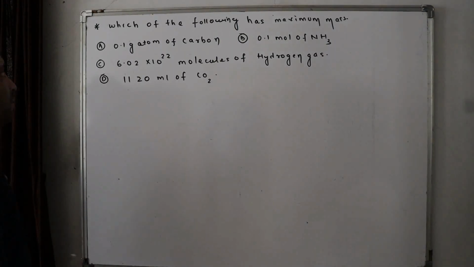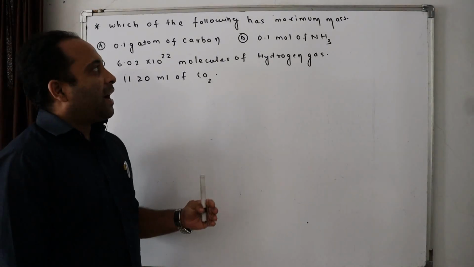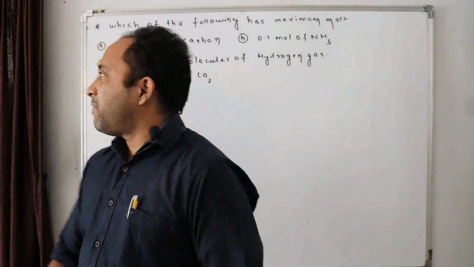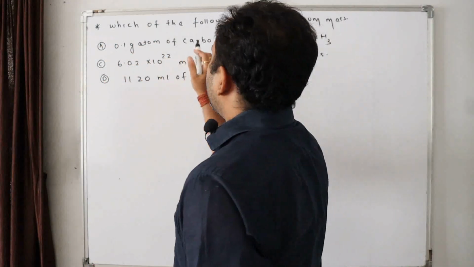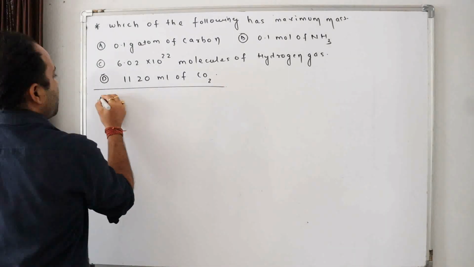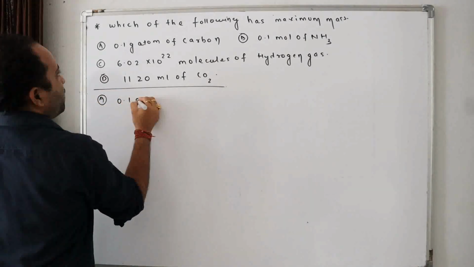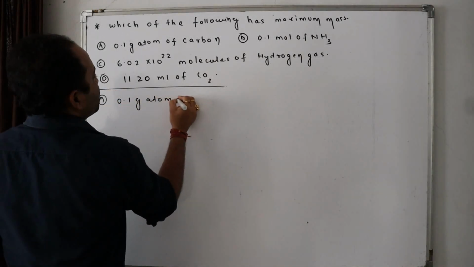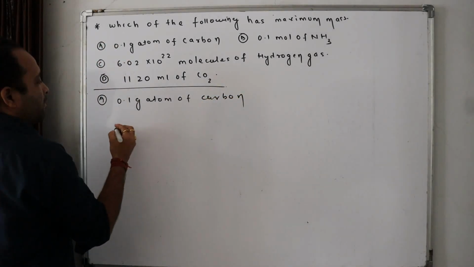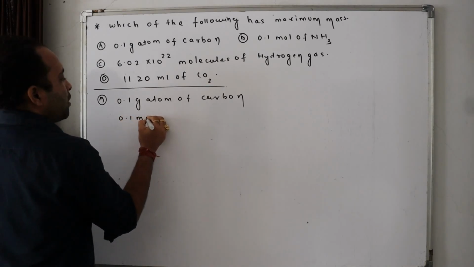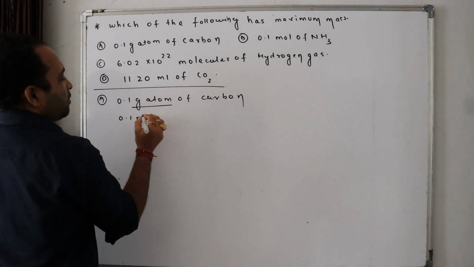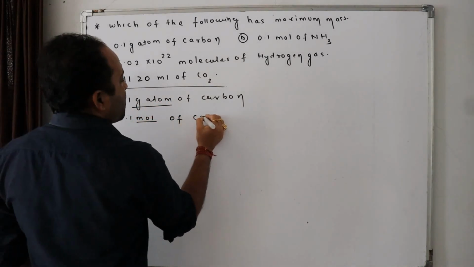Now here comes the next question. Which of the following has maximum mass? Okay. Let us analyze one by one. What is the first? 0.1 gram atom of carbon. Let me solve it. In A, 0.1 gram atom of carbon. Now tell me, 0.1 gram atom of carbon means 0.1 mole. Do you remember? 1 mole, 1 gram atom. 0.1 gram atom, 0.1 mole of carbon.